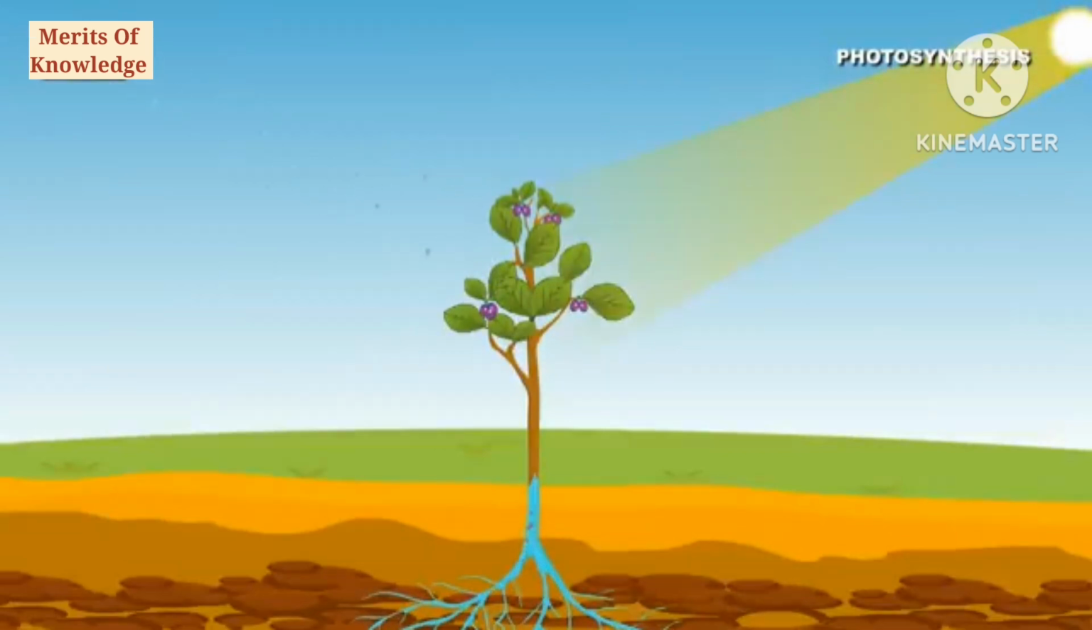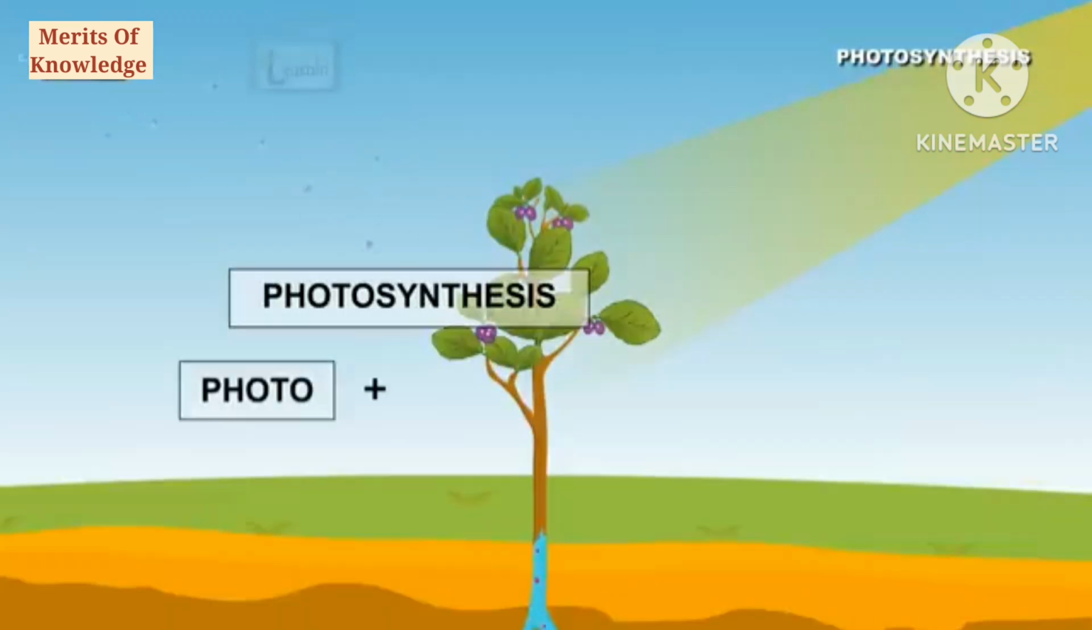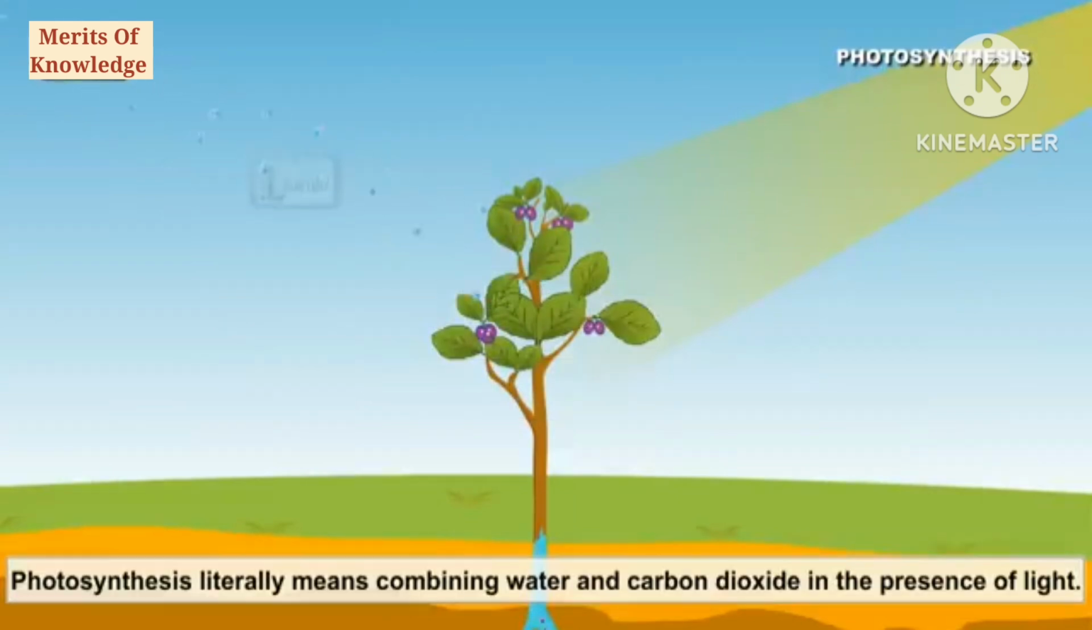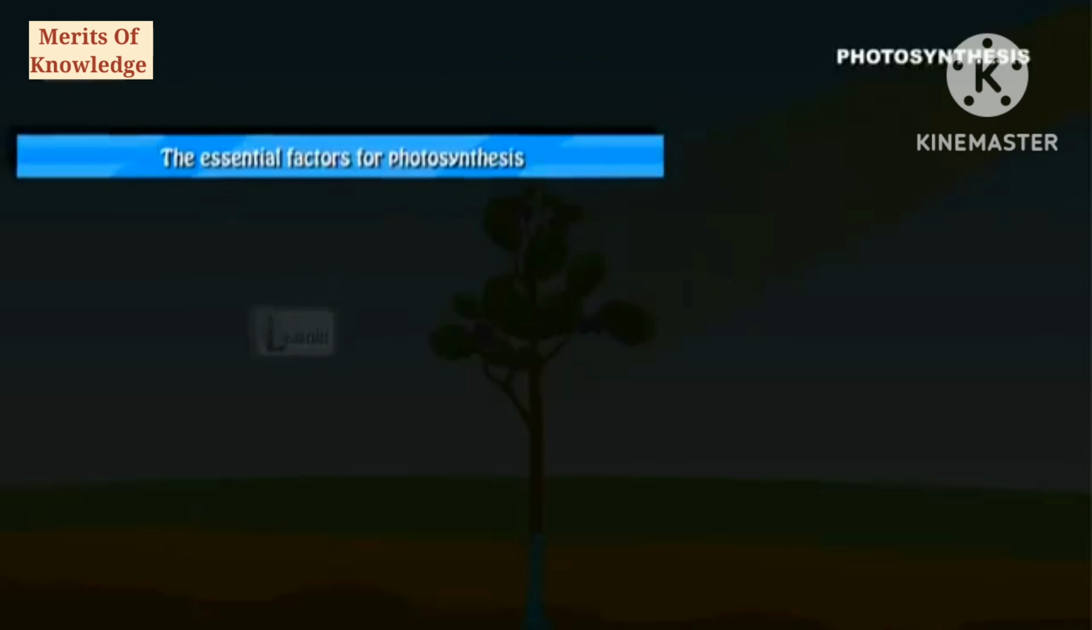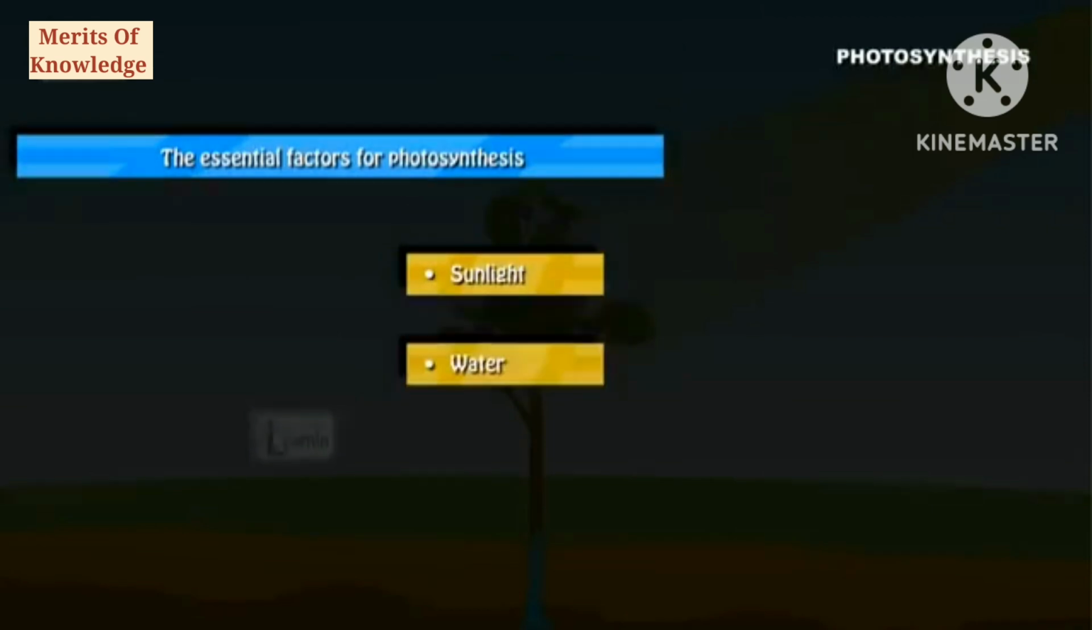Well, the word photosynthesis is a Greek word from two words, photo and synthesis. Photo means light, whereas synthesis means putting together. Literally, photosynthesis means combining water and carbon dioxide in the presence of light. So the essential factors for photosynthesis are sunlight, water, and carbon dioxide.